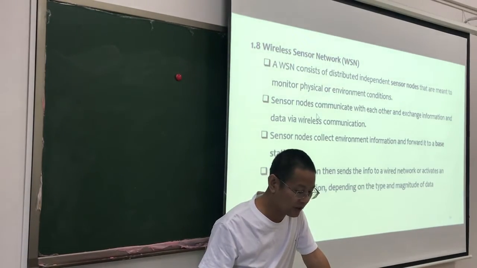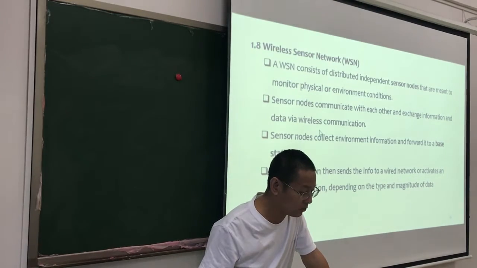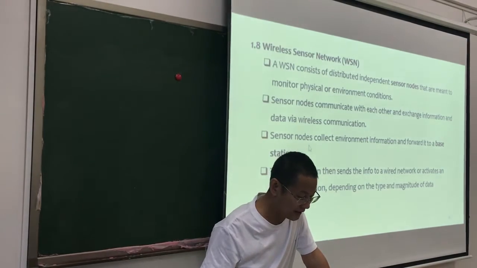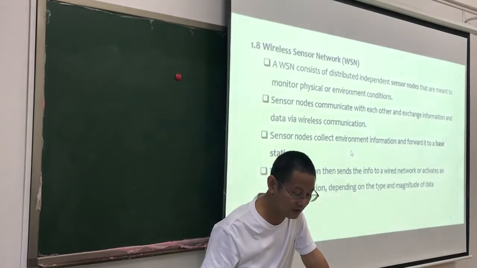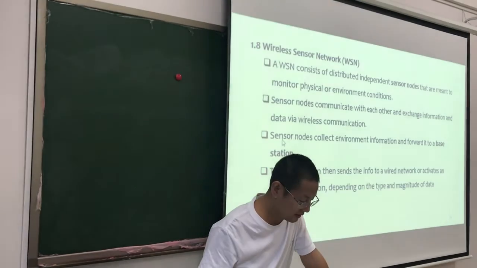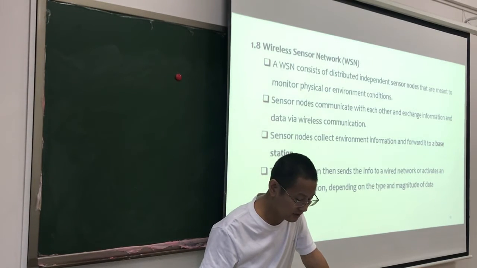Sensor nodes communicate with each other and exchange information and data via wireless communication. Sensor nodes collect environmental information and forward it to a base station. The base station then sends the information to a wired network or activates an alarm or an action depending on the type and the magnitude of data monitored.